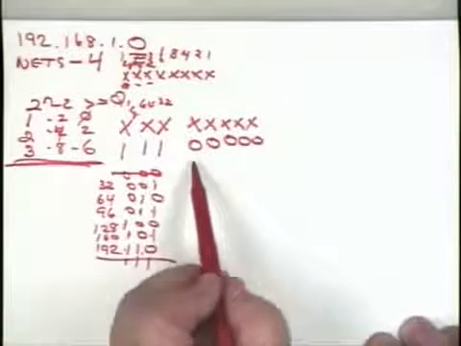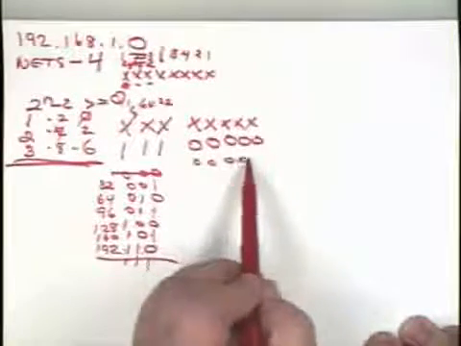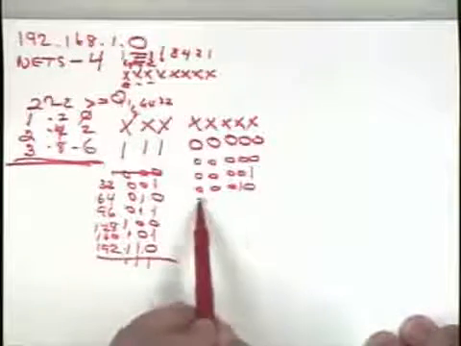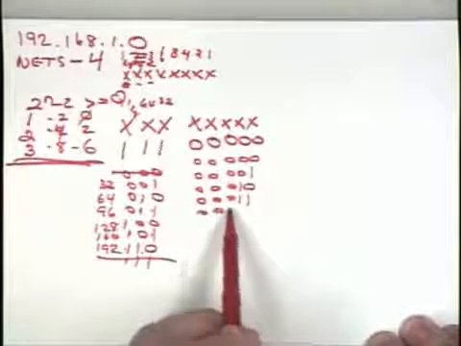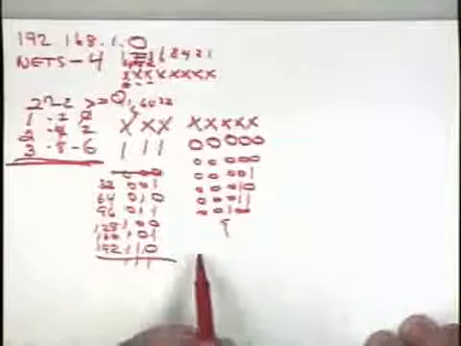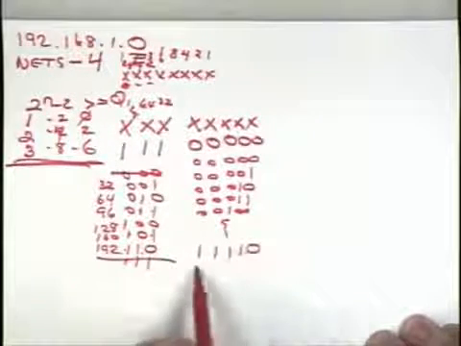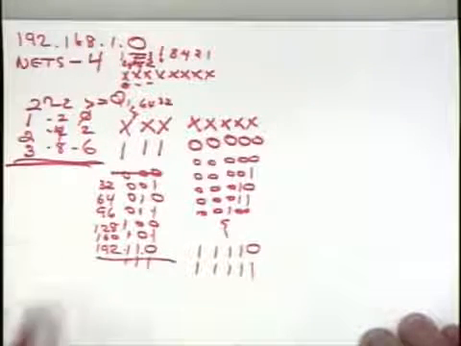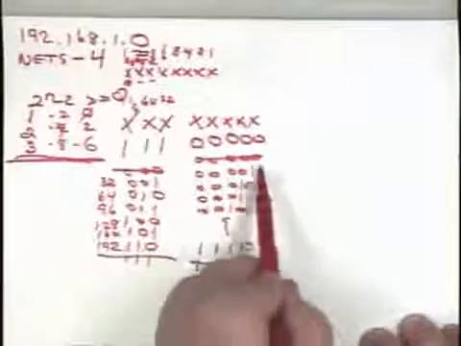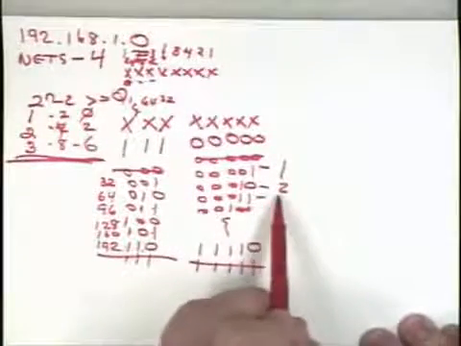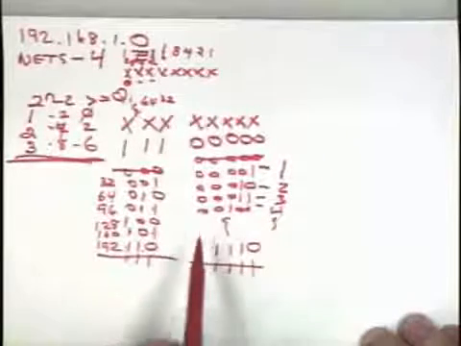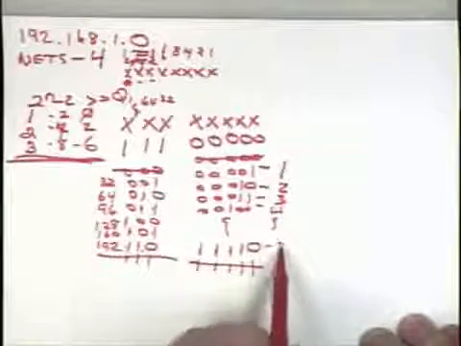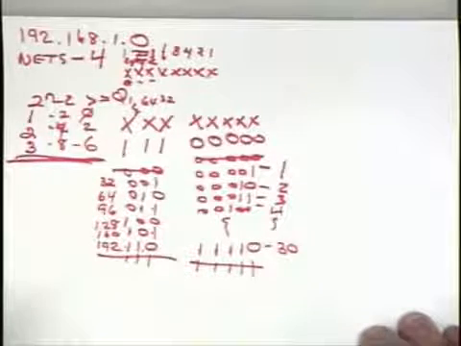And our hosts will be 0, 0, 0, 0, 0, 0, 0, 0, 0, 1, 0, 0, 0, 1, 0, 0, 0, 0, 1, 1, 0, 0, 1, 0, 0, and all the way down to 1, 1, 1, 1, 0, 1, 1, 1, 1, 1. Can't use all ones, can't use all zeros. So that's 1, 2, 3, 4, all the way down to, let's see, that's 16 and 8 and 4 and 2, that'll be about 30. So we have hosts 1 through 30.